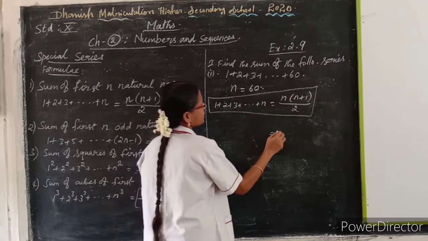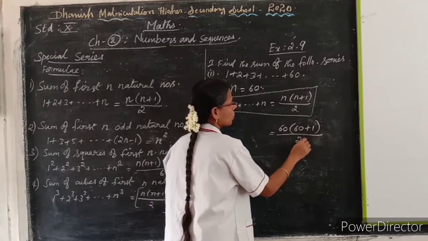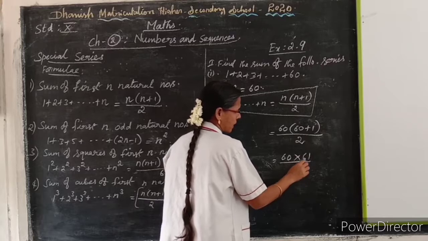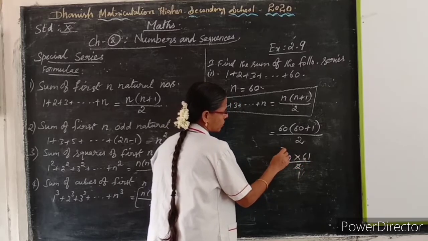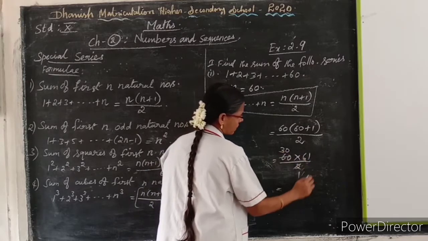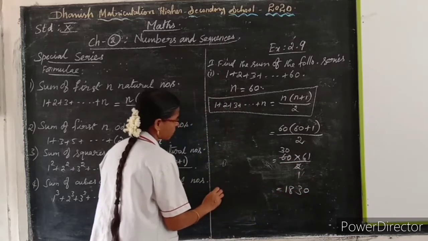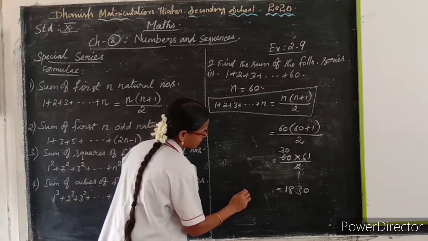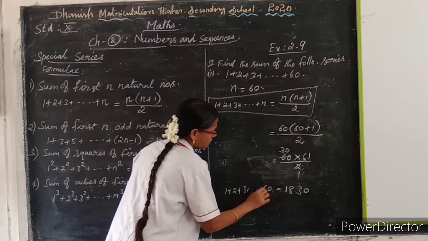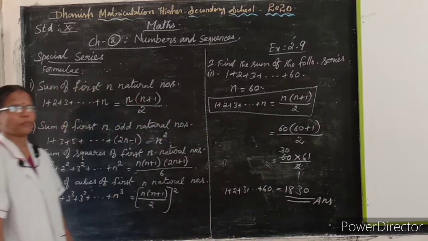Substitute 60 here: 60 into (60 plus 1) by 2. Now 60 into 61 by 2. Cancel by 2: 2 ones are 2, 2 thirties are 60. Now 30 into 61: 1 times 30 is 30, 6 times 30 is 180. So the sum of the first 60 natural numbers, 1 plus 2 plus 3 plus etcetera up to 60, is equal to 1830. This is the answer.